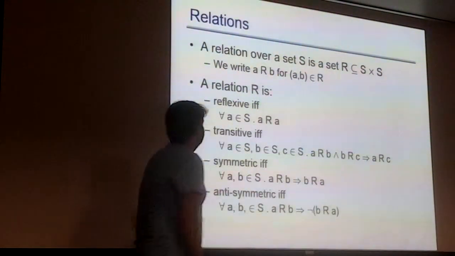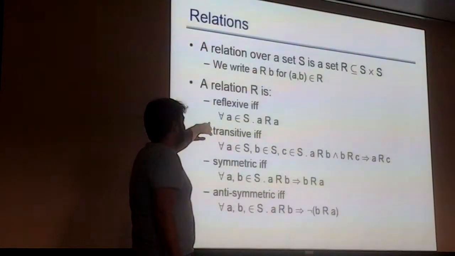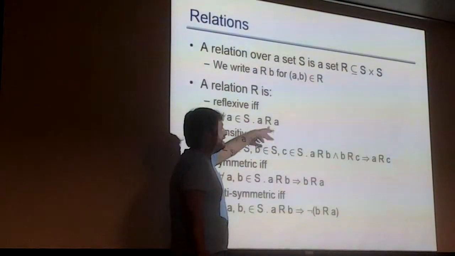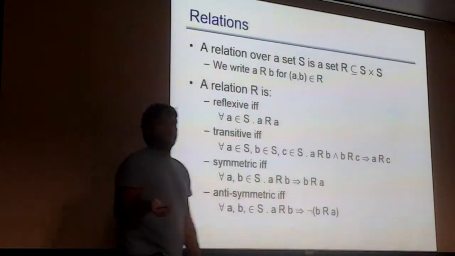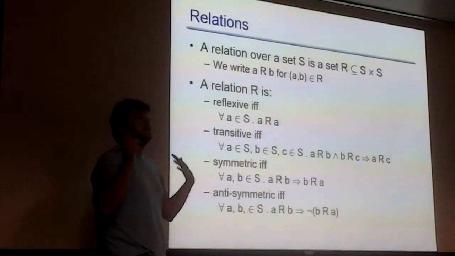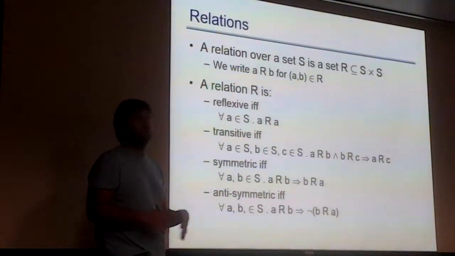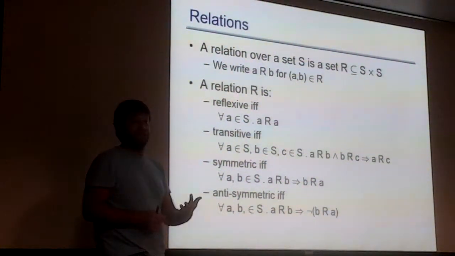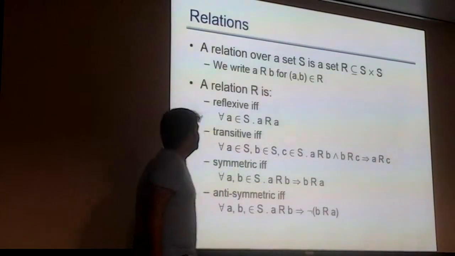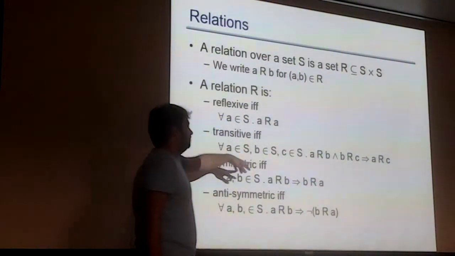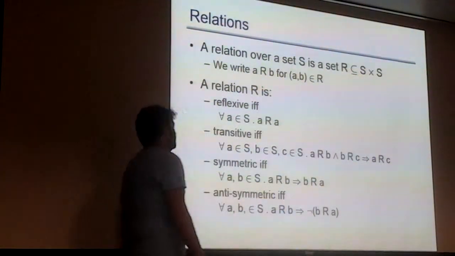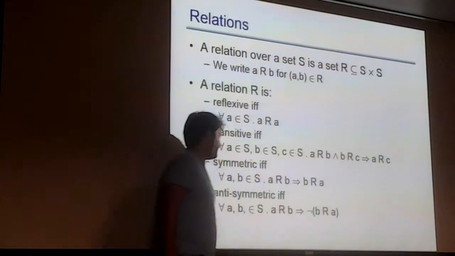So we have all these definitions. Reflexive means that for any element, that element is related to itself. Is the less than relation reflexive? No, because 5 less than 5 does not hold. But less than or equal is reflexive, because for any x, x is less than or equal to x. Transitive means that if A is related to B and B is related to C, then A is related to C. Symmetric means that if A is related to B, then B is related to A.